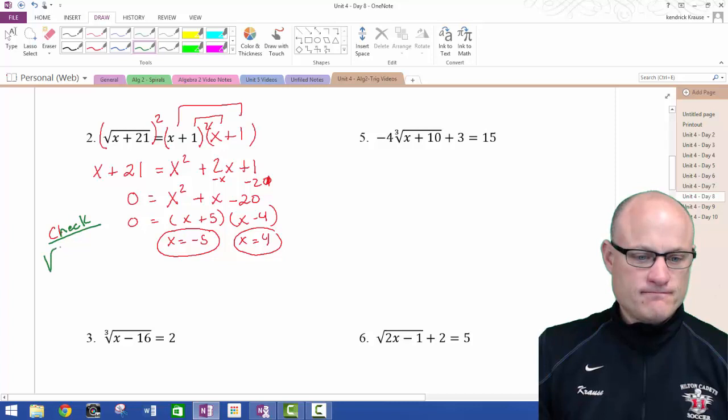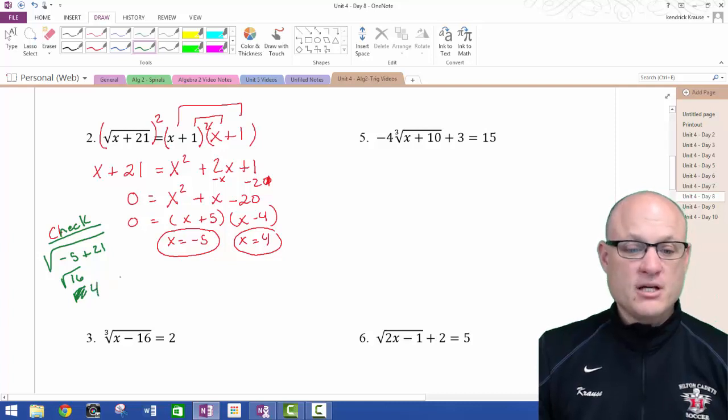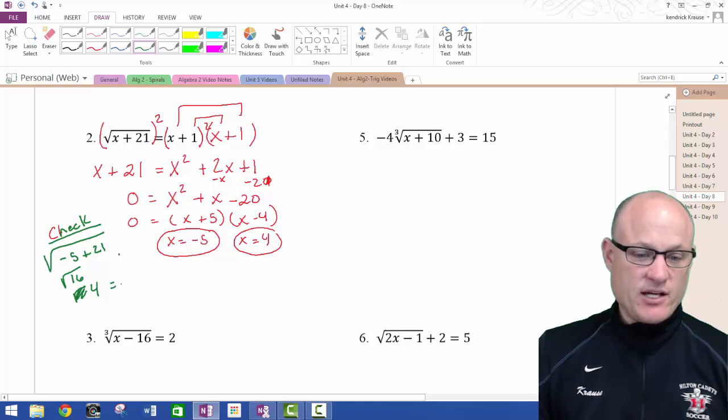Negative 5 plus 21. That's the square root of 16, which is 4. Now, if I plug in negative 5 on the right side, I get negative 5. Does that equal negative 5 plus 1? No, because that's negative 4. So this solution doesn't work.